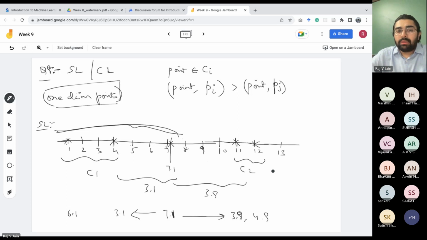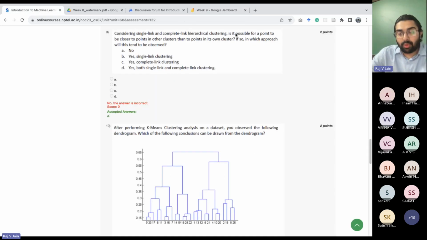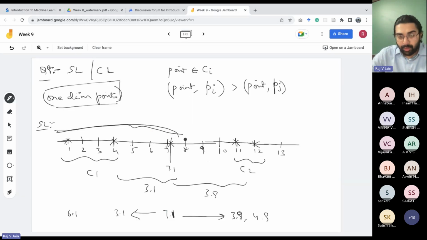That last point, can you just tell, sir? So what is the question asking? Is it possible for a point to be closer to points in other clusters than to points in its own cluster? Now see, the 7.1 point got clustered with C1, right? So now these three points are one cluster. But in the same cluster, this point is far by 6.1, much farther than compared to the points in the different cluster, which is the C2 cluster here.